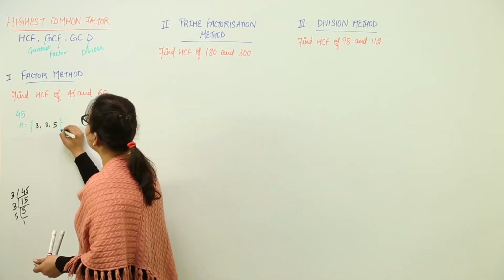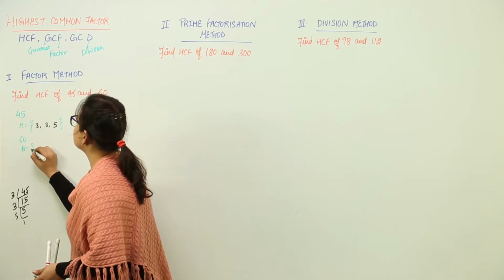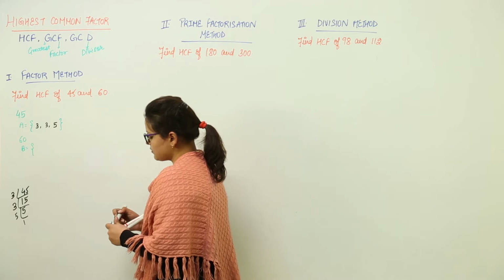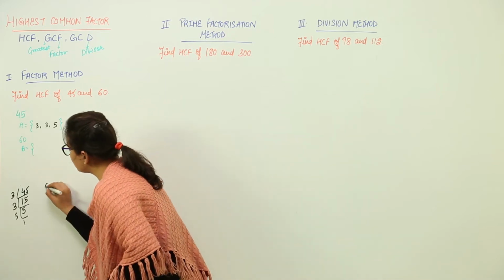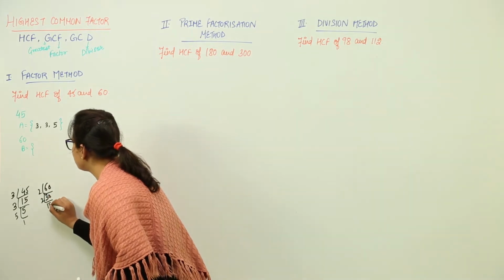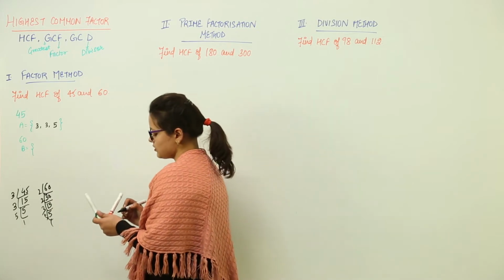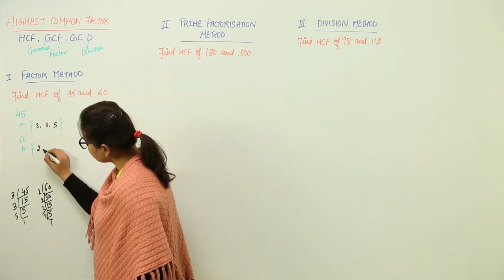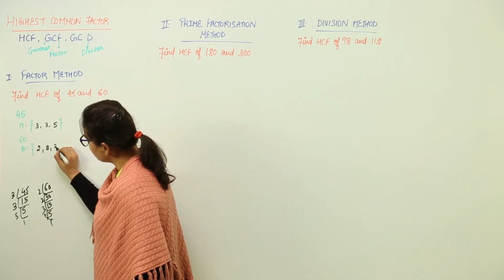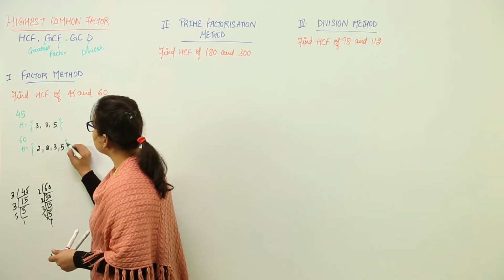Similarly, we are going to find the factors of 60, which will be represented as the elements of set B. Let us find the factors of 60: 2 3s are 6, 2 15, 3 5 and 5 1. So we have got the factors of 60, and now we have the two sets.